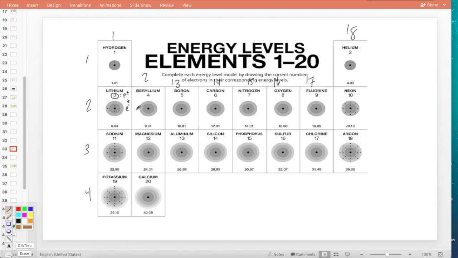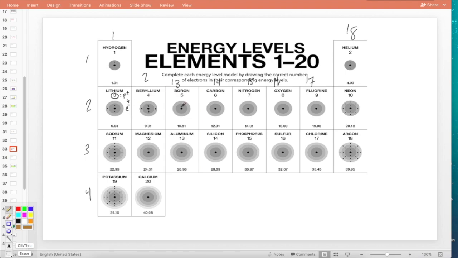Let's model beryllium. Beryllium has an atomic number of 4, so I know I must model 4 electrons. Well, 2 of them are going to be in the first energy level, and 2 of them are going to be in the second energy level. Really doesn't matter where you put them. Just like that. Pretty simple, right?